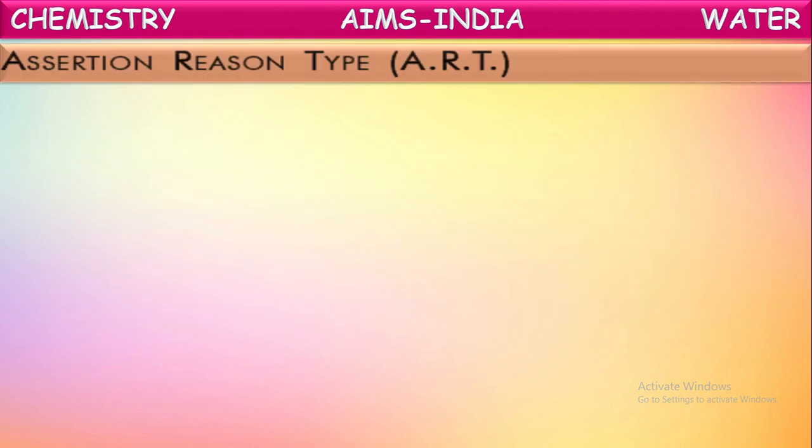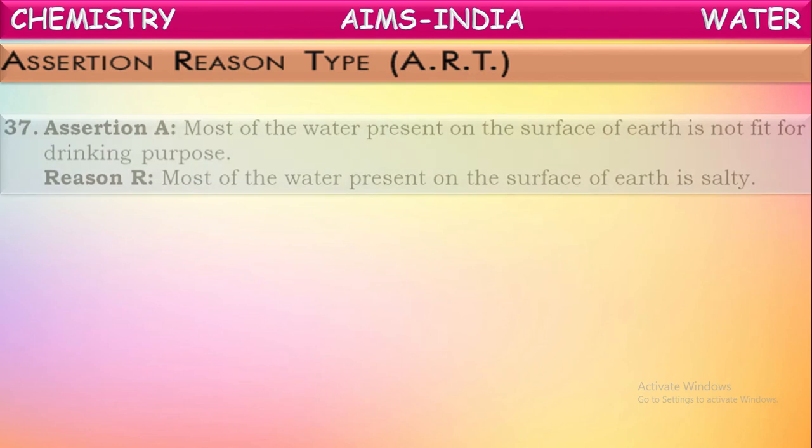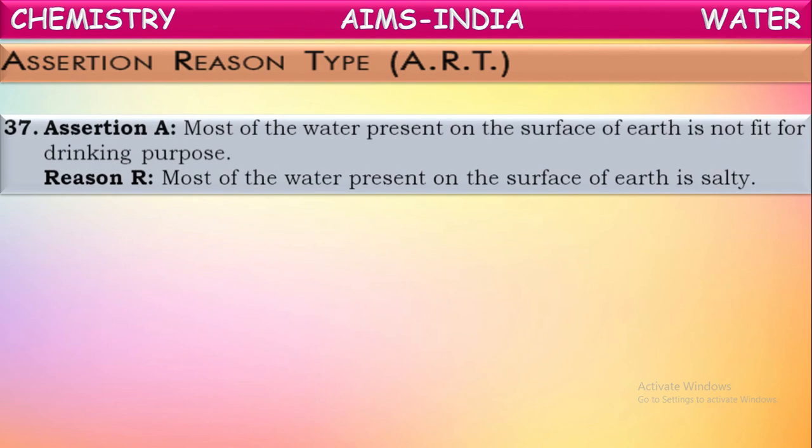Next, assertion reason type questions. See the assertion. Most of the water present on the surface of the earth is not fit for drinking purpose. Yes, most of the water present on the surface of the earth is present in oceans and seas, which contain large amounts of salts dissolved in them, which is not suitable for drinking, isn't it? That's true. What reason have they given?